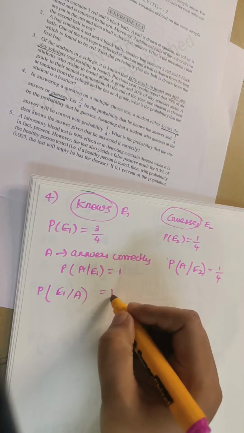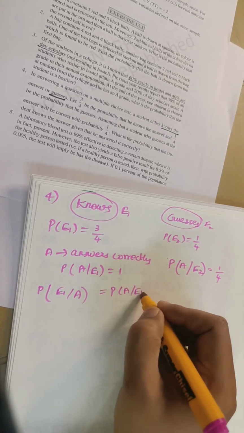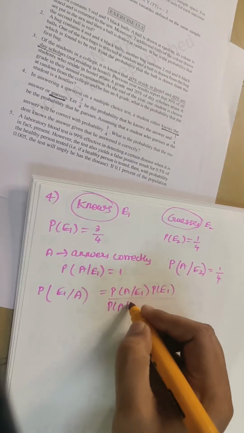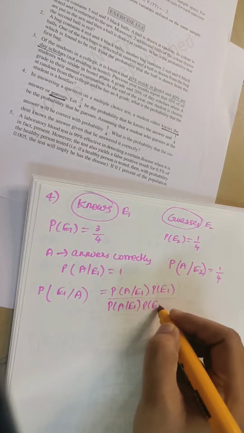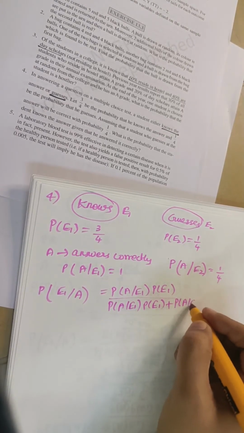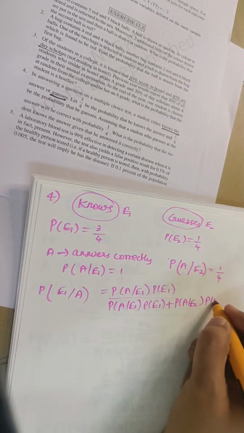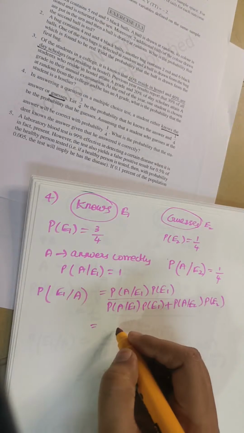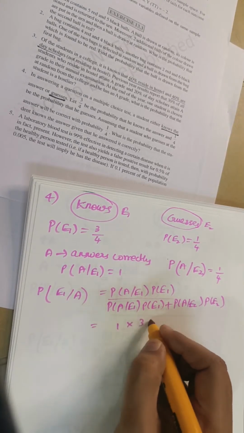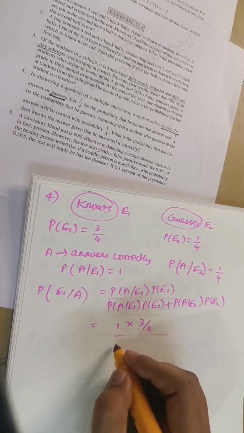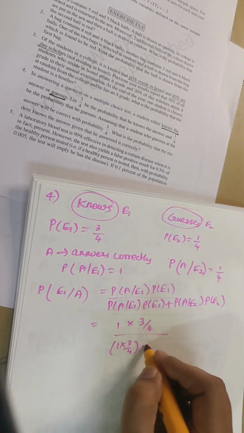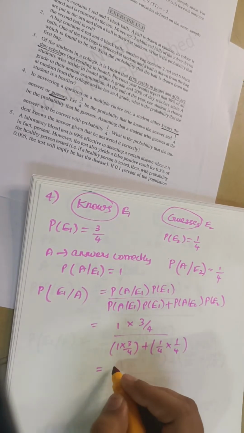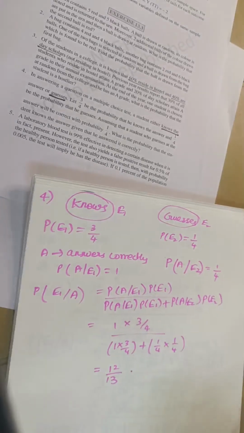That will be P of A given E1 into P of E1 by P of A given E1 into P of E1 plus P of A given E2 into P of E2. Substituting the values, it is 1 into 3 by 4 in the numerator, and here 1 into 3 by 4 plus 1 by 4 into 1 by 4. Simplifying the terms, you will get the answer as 12 by 13.